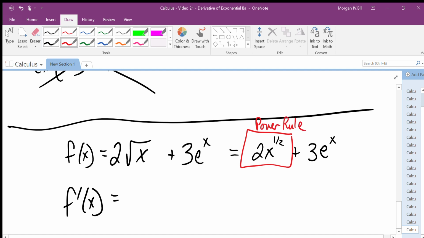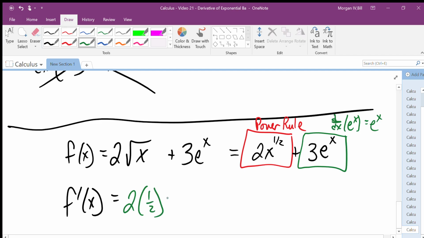Power rule. With the 3e to the x, we're going to use the fact that the derivative of e to the x is itself e to the x. Okay, so two different rules here within this one problem. For the power rule, we have the 2. We'll bring down the 1/2. It'll be x to the 1/2 minus 1. That's negative 1/2. Power rule. Plus 3 times, the coefficient just stays there, the derivative of e to the x. But the derivative of e to the x is simply itself, e to the x. So the derivative of 3e to the x is 3e to the x.